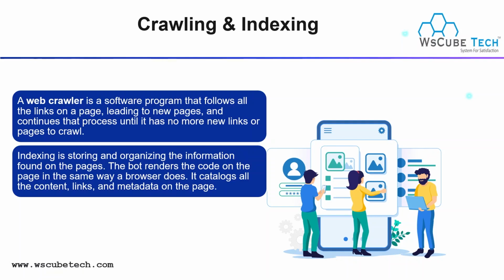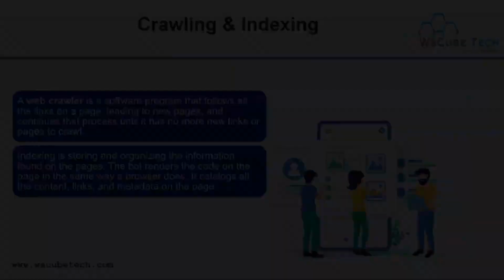So, crawling. Crawling is done by a web crawler. It is a software program that follows all the links on a page leading to a new page and continues this process until it has no more new links or pages to crawl. So this is your crawling. In the case of indexing, as the word suggests, indexing is storing and organizing the information found on the pages. The bot renders the code on the pages in the same way a browser does. It catalogs all the content, links and meta tags on the pages. So this is your indexing.